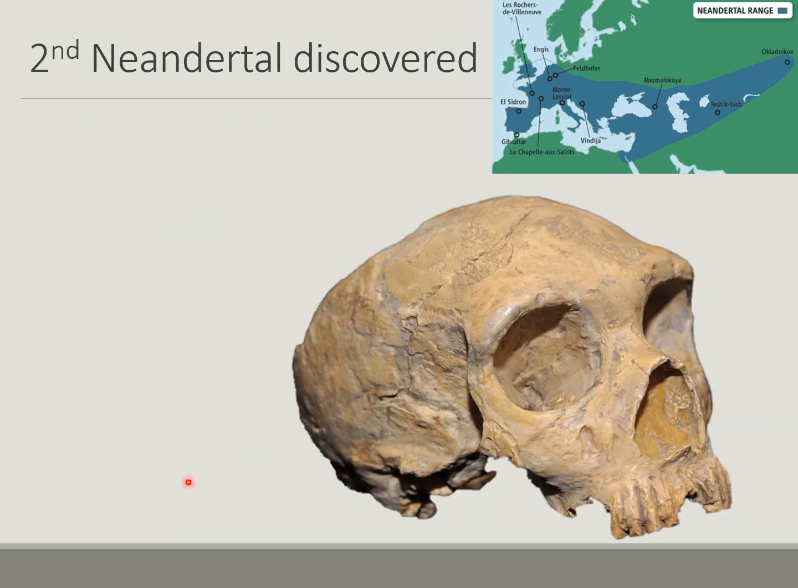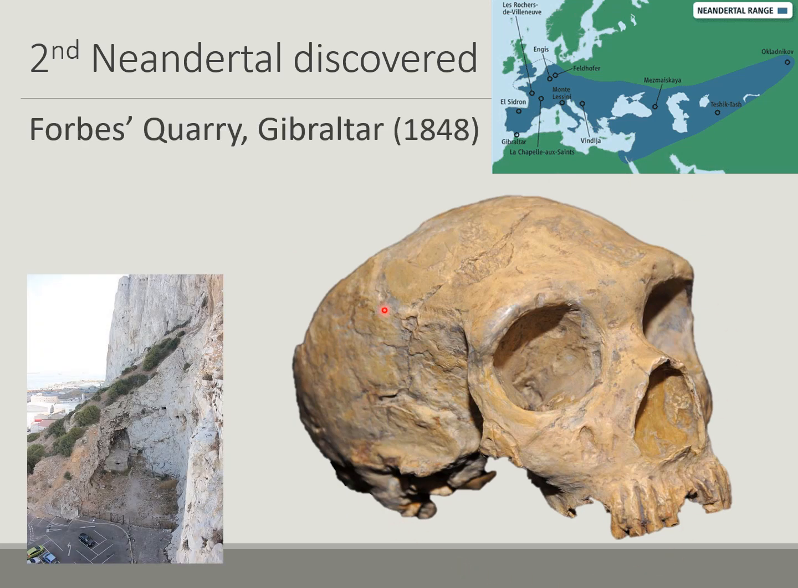Second Neanderthal discovered is this one. Very nice cranium, found in Forbes Quarry in Gibraltar in 1848. So you can see here, this is where Gibraltar is, and this is what the quarry looks like. A lot of these earlier specimens, including the Taung child, were actually discovered when miners were quarrying things like limestone. So miners come across these weird fossils, and if they're lucky enough to recognize them as such and are willing to hand them off to a researcher, that's how we know about them. Otherwise, we would never know about them.